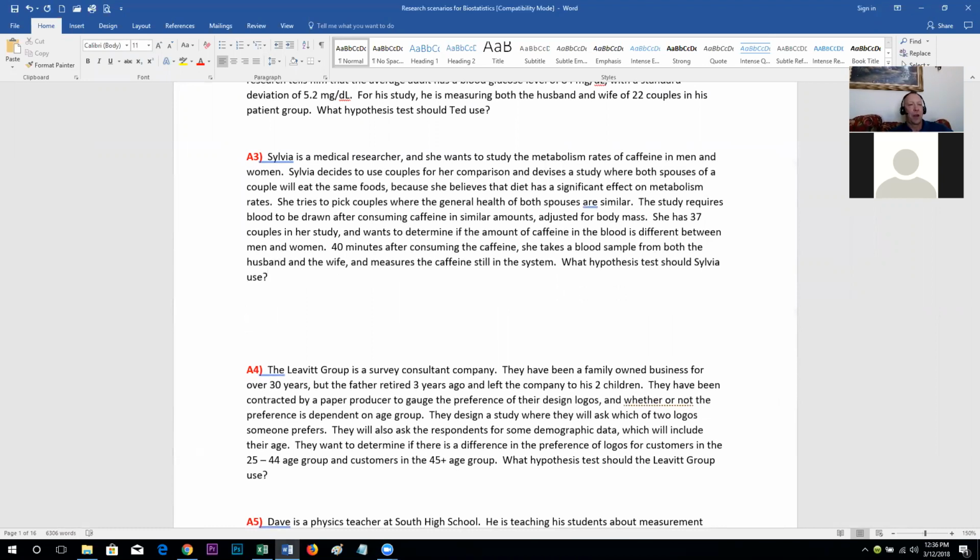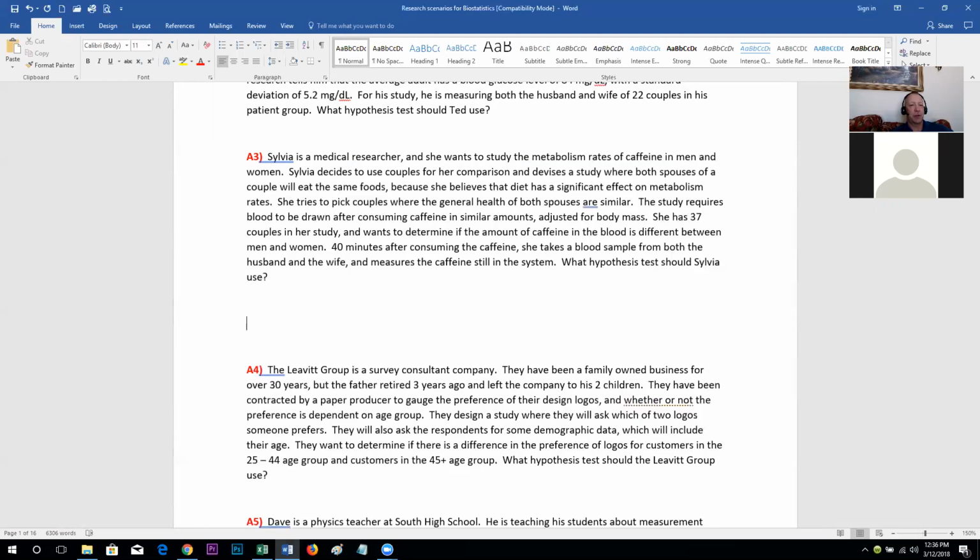All right, Sylvia is a medical researcher. She wants to study the metabolism rates of caffeine in men and women. She uses couples for her comparison and devises a study where both spouses of a couple will eat the same foods because she believes that diet has a significant effect on metabolism. She tries to pick couples where the general health of both spouses are similar. The study requires blood to be drawn after consuming caffeine in similar amounts adjusted for body mass.